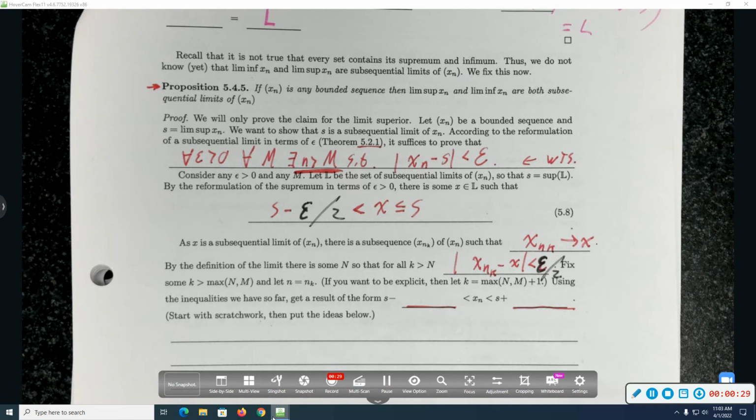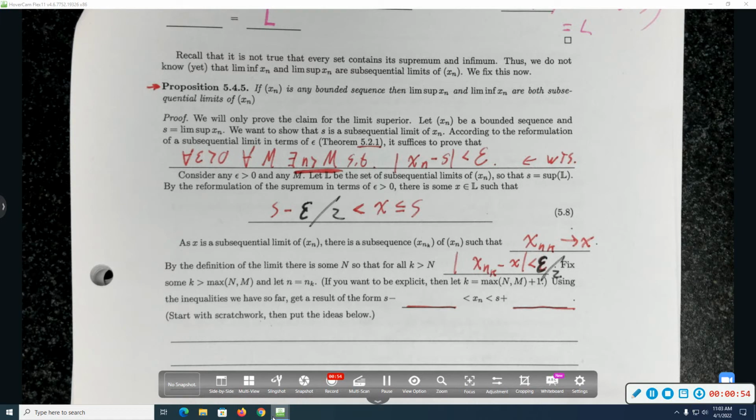It suffices to show that for all epsilon bigger than 0, for all big M, there exists a little m bigger than big M with the following. So that's the thing we need.